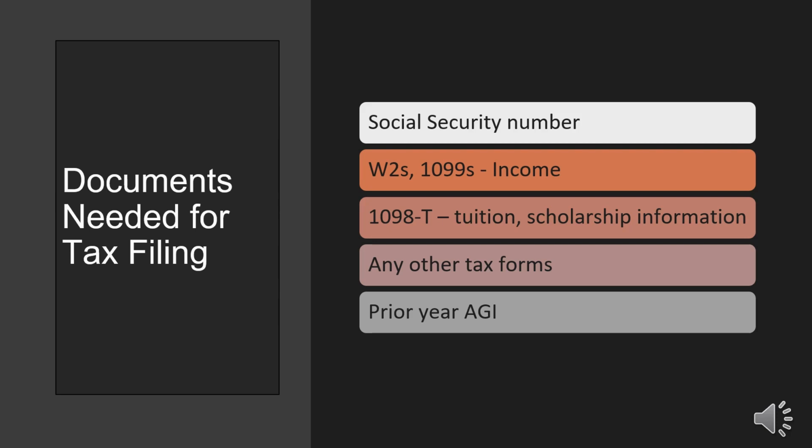Your 1098-T of your institution for UWGB students. This is in your UWGB SIS account. And any scholarship information or any qualified expenses that you might have incurred throughout the year. You will also need any other tax forms that you might have received. And you will also need to know your prior year adjusted gross income, so your AGI on your 2021 tax return.